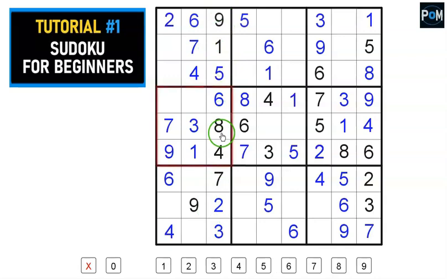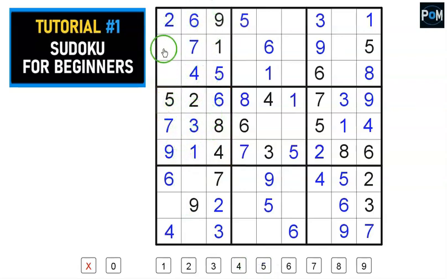Let's look further. In this almost filled square, we are missing a 2. There's a 2 at the top here, so I can't place a 2 here. This 2 will have to be in this spot. Since there's a 2 here, the only number missing in this square is a 5. Let's put a 5 here. And another square is filled.